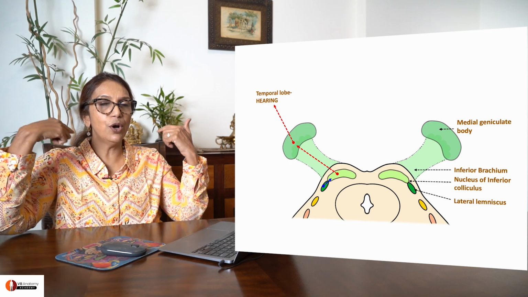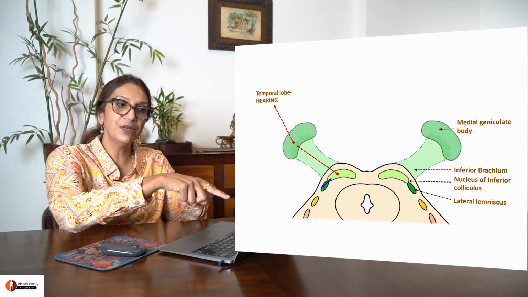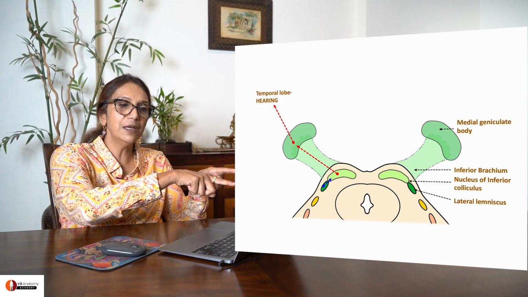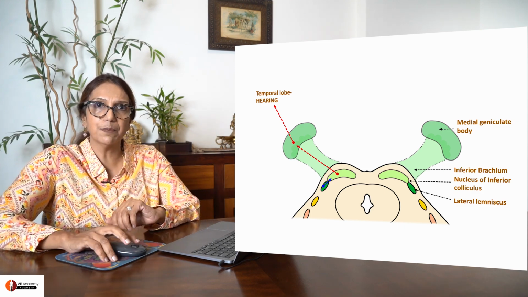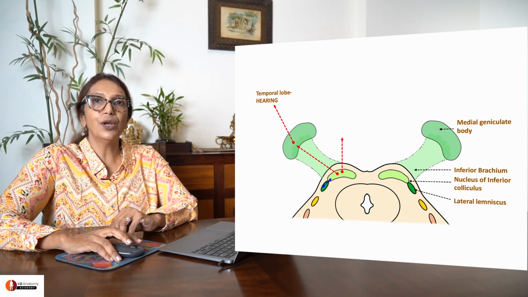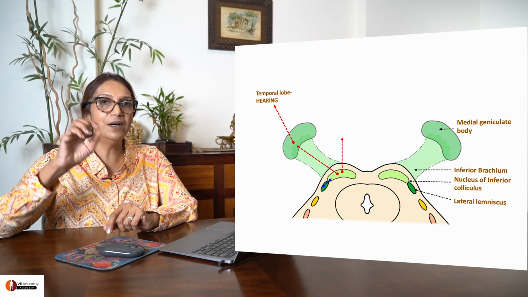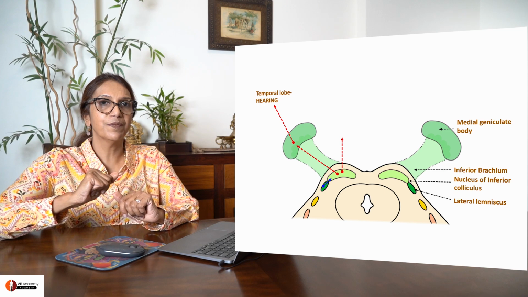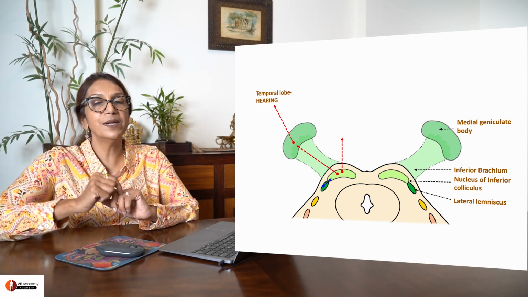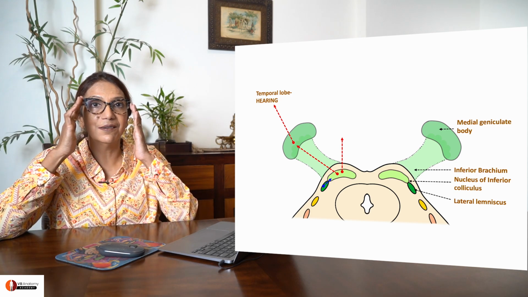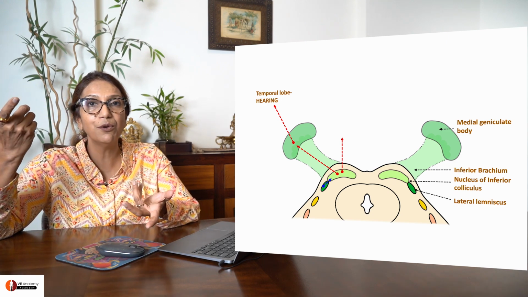So hearing is carried by the cochlear nerve to cochlear nuclei, to lateral lemniscus, to inferior colliculus, through the inferior brachium to the medial geniculate body, and then to the auditory cortex. This is how hearing takes place. In parallel, the inferior colliculus also informs the superior colliculus. Think about it. You heard some sound in a dark room. You can't see anything, yet your eyes will turn towards that sound. Why did your eyes turn? Because your superior colliculus was informed that there is some sound, so better look and try to find out what it is.